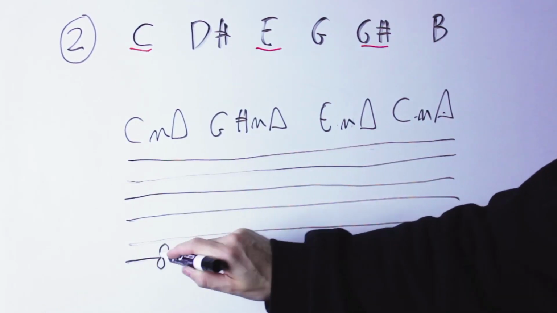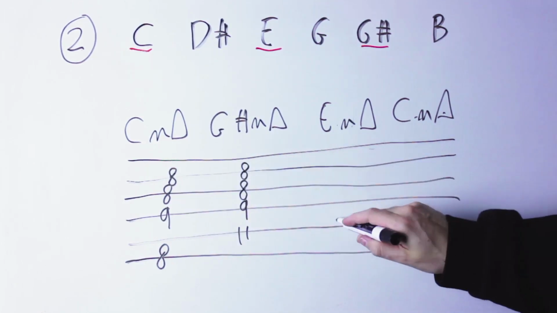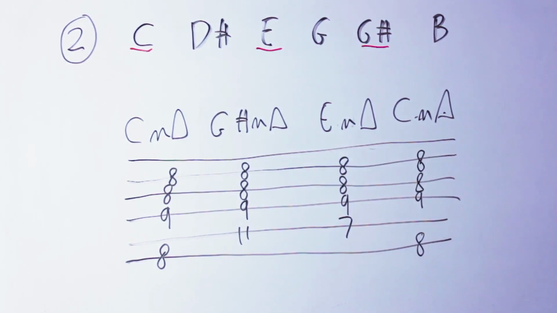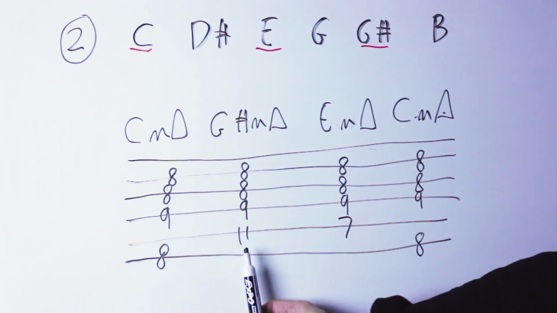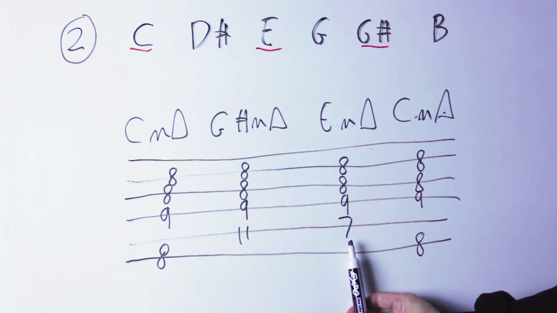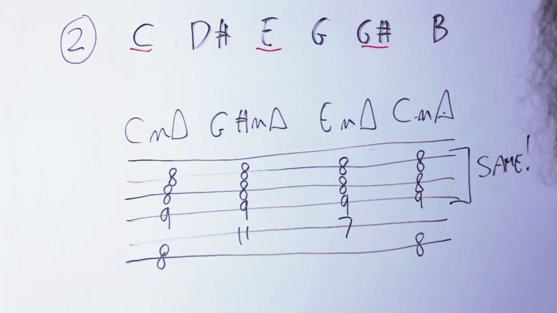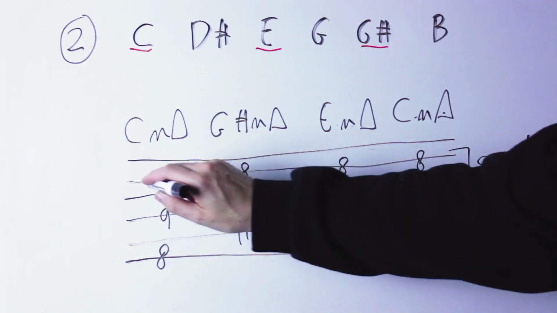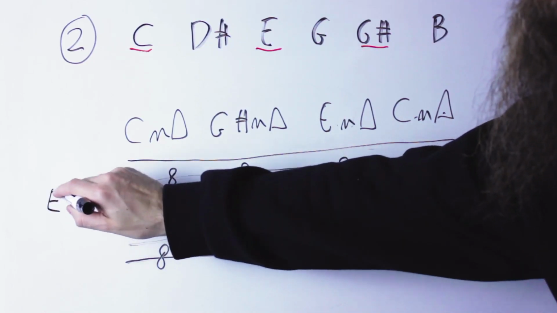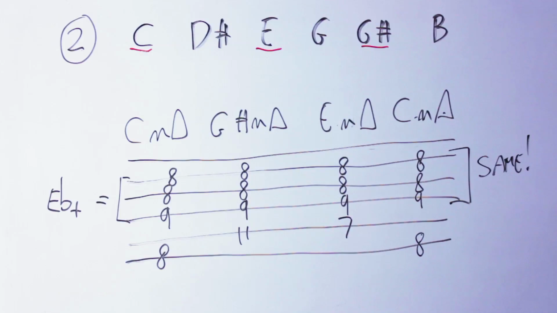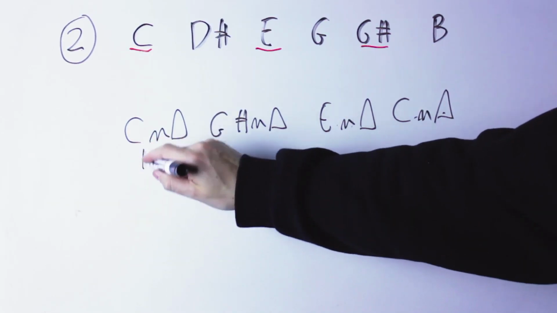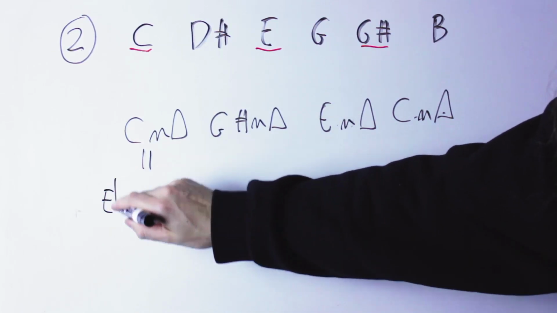So if you play C minor major 7, G sharp minor major 7, E minor major 7, what happens is this. As you notice, the only difference is the bass of those chords, but the upper structure, the three top notes, are exactly the same. And those three top notes are E flat, G, B, and they form the E flat augmented triad. And indeed, C minor major 7 is simply an E flat augmented triad with a bass of C.